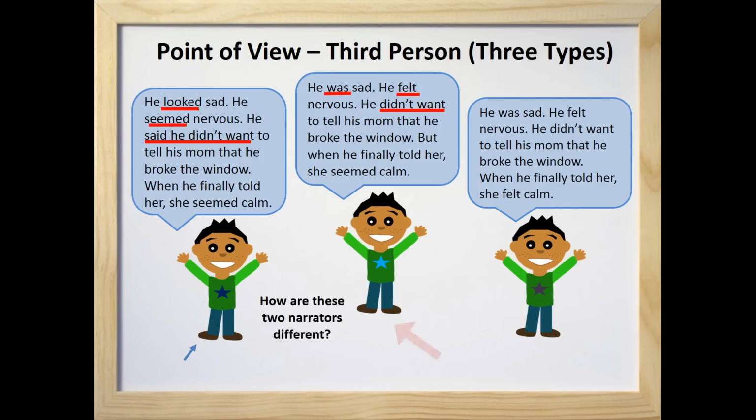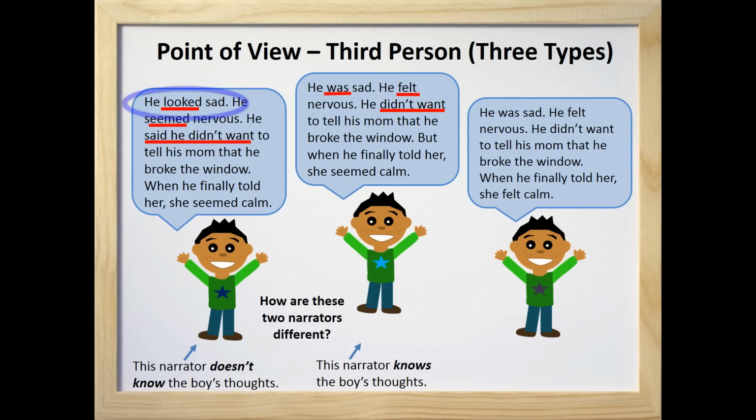Here's why. Narrator 1 doesn't know the boy's thoughts, but narrator 2 knows the boy's thoughts. How can we be sure that this is true? Because a few words by each of the narrators prove it's true. Let's look. The first narrator says the boy looked sad. The second narrator says the boy was sad. Do you see the difference?